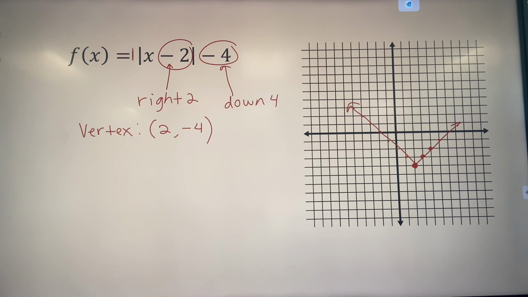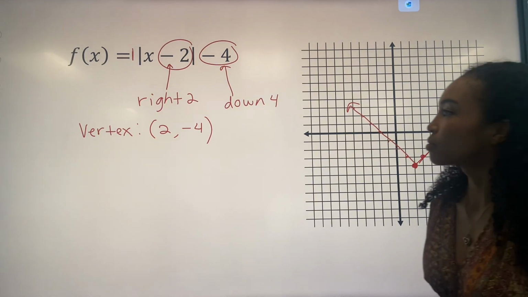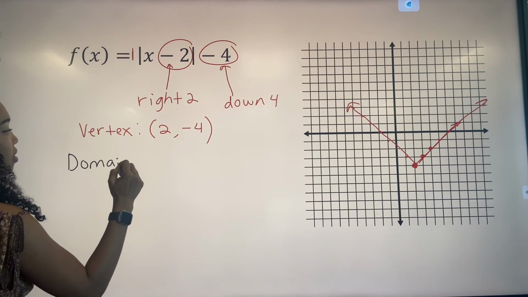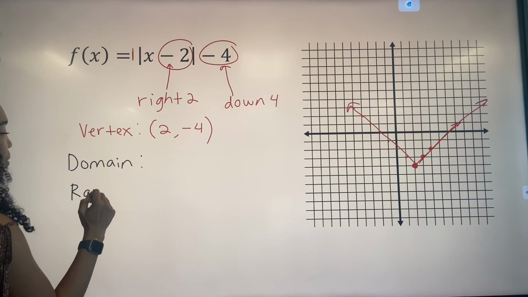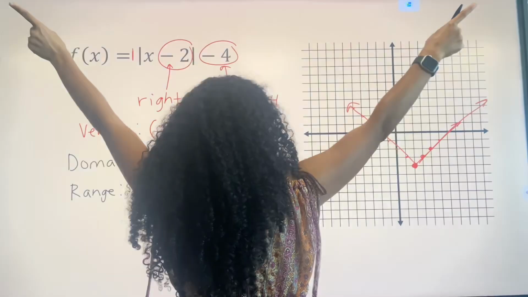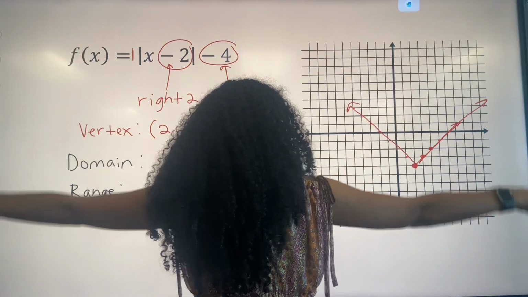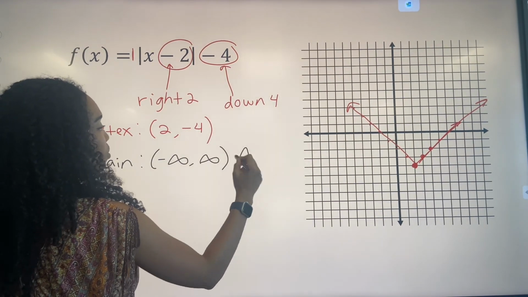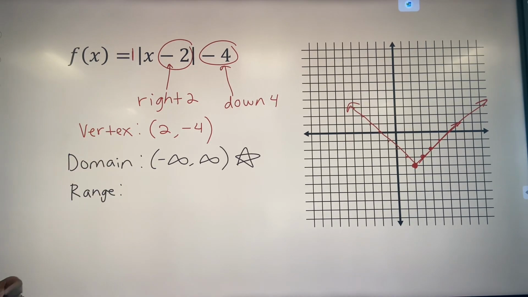Okay, so that's your V-shaped graph. And just a question, guys. The domain. What is the domain for this? All real numbers. It goes forever left and forever right. No matter if it's facing up or down, it's going forever left and right. So it will always be all real numbers for these absolute value graphs.